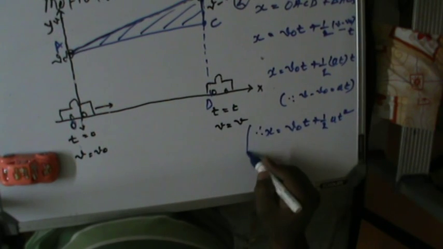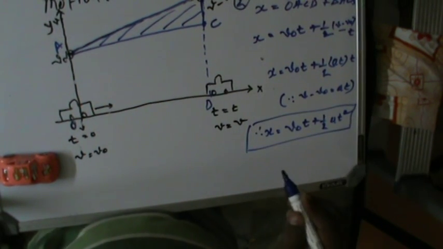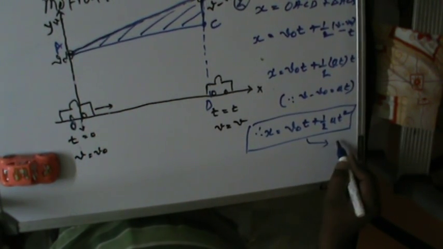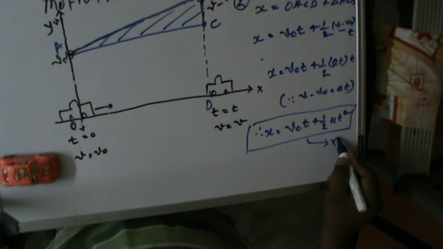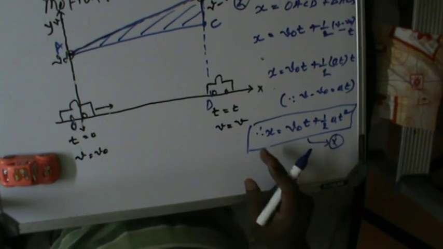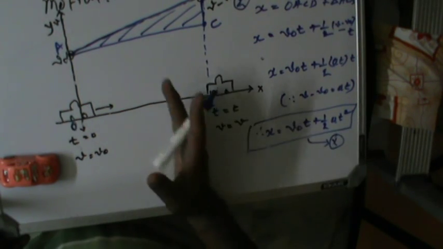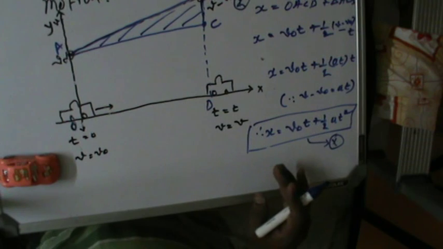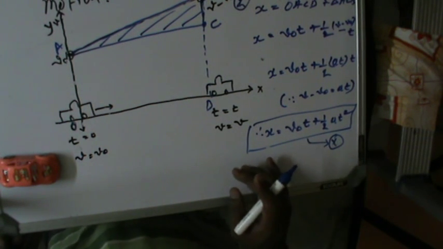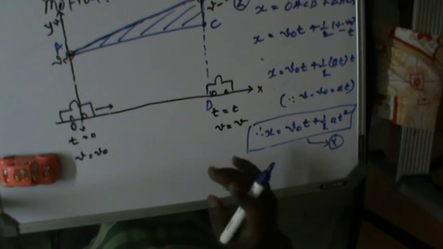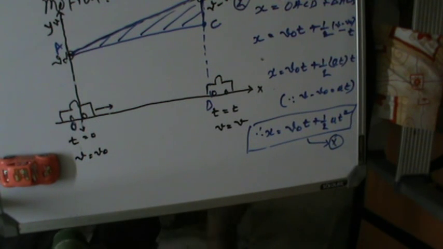So this is the second equation. In this equation, x is the displacement and a is the acceleration, that is, uniform acceleration. So this is the second equation of uniformly accelerated motion.